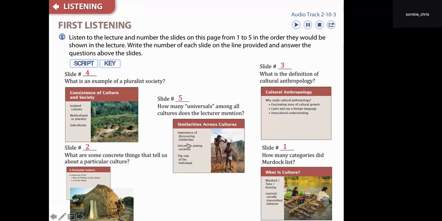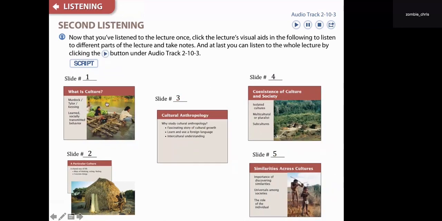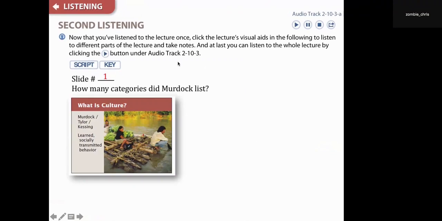Okay. So hopefully the next slide will be, okay, they're all in order now. So one, two, three, four, and five. So we'll move on to the individual questions now. So how many categories did Murdoch list? That's something we need to listen out for.